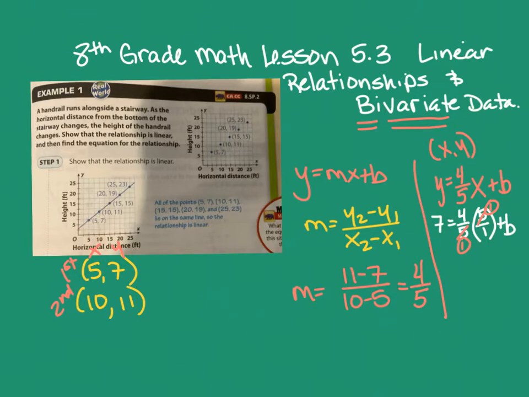That's going to be 4 times 1 is 4. 1 times 1 is 1. So it's just going to be a 4. 7 equals 4 plus b. Now I'm just going to subtract the 4 from both sides of the equation to isolate b. Subtract 4, subtract 4. I'm going to get b equals 3. So that gives me the whole equation of y equals 4/5 x plus, now I know that b equals 3. So that is my final answer. y equals 4/5 x plus 3.